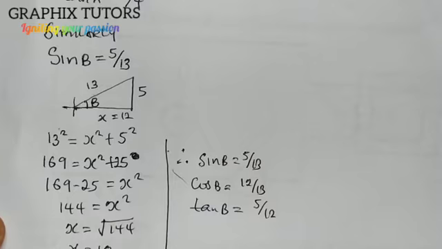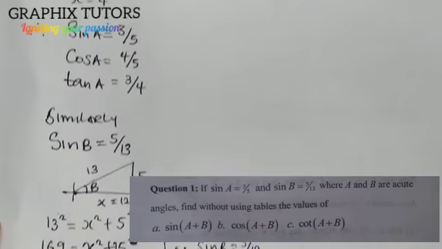So they are less than 90 or greater than or equal to 0. So that's our acute angle. They are all positive. So we move to the next question.